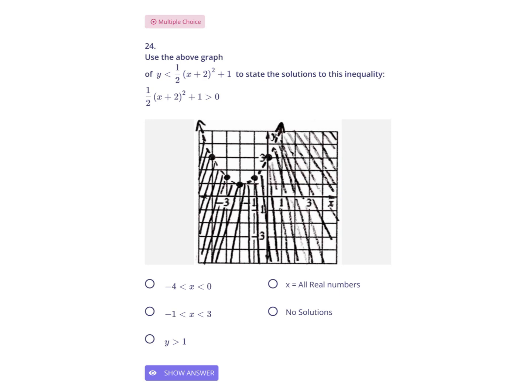So that means that x equals all real numbers. So there's your solution for that one.